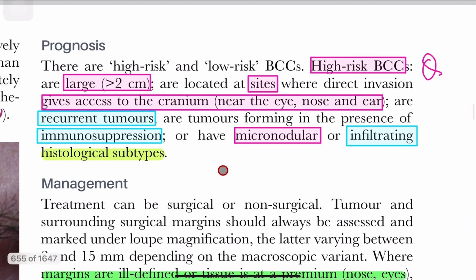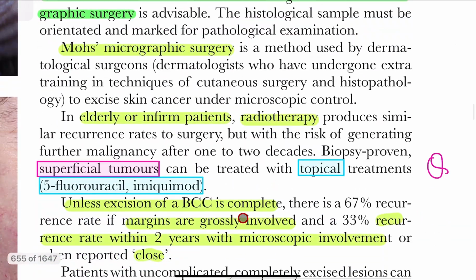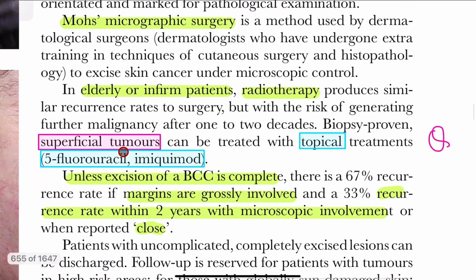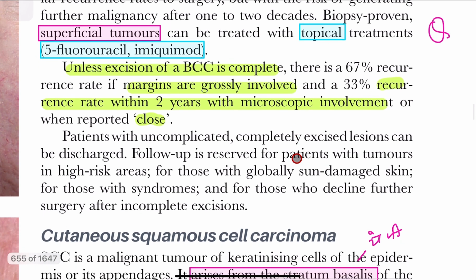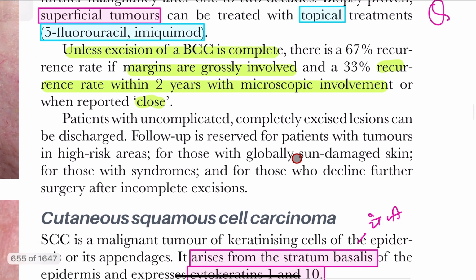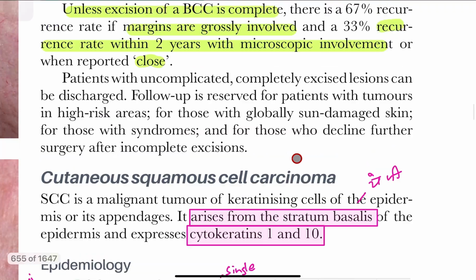High risk area of BCC, important question. More than 2 centimeter. Sites are the eye, nose, and ear. Recurrent tumor, immunosuppression, micronodular or infiltrating variety. And for superficial BCC we can use topical 5-FU and imiquimod.